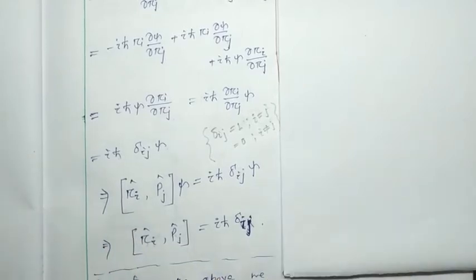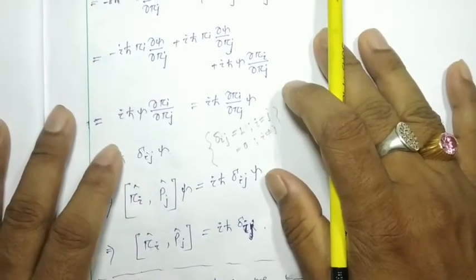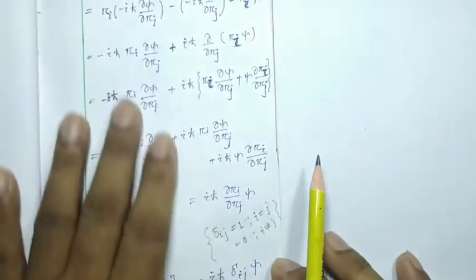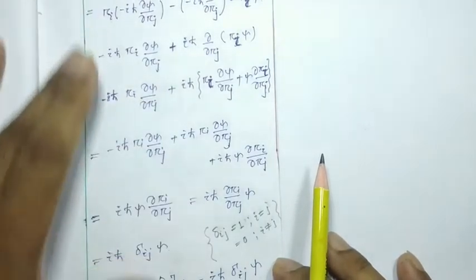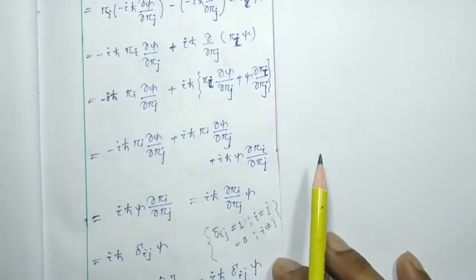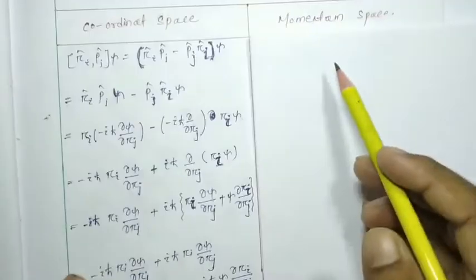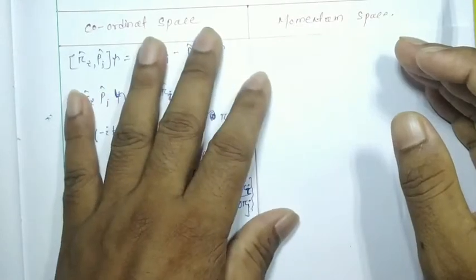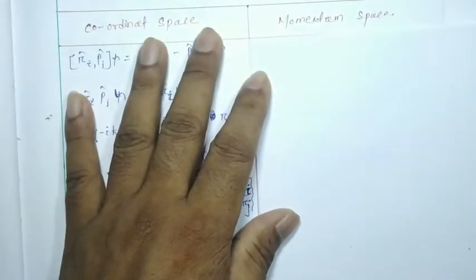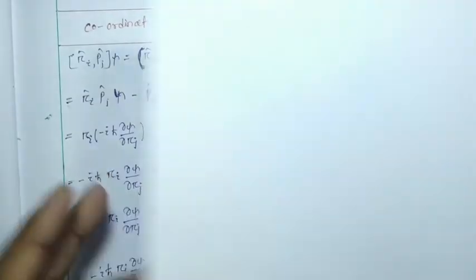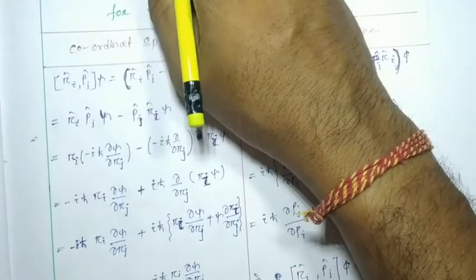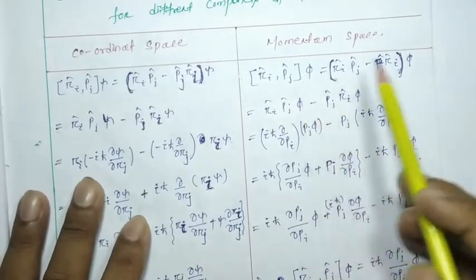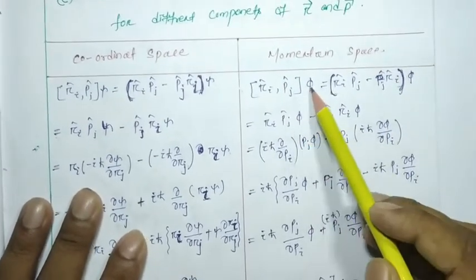Okay, so now I will suggest you pause the video over here. In the way I have derived these things in coordinate space, try to derive in momentum space, and then after that you match your derivation with what I am going to derive. Here R_i P_j φ, in momentum space, φ will be written over here.